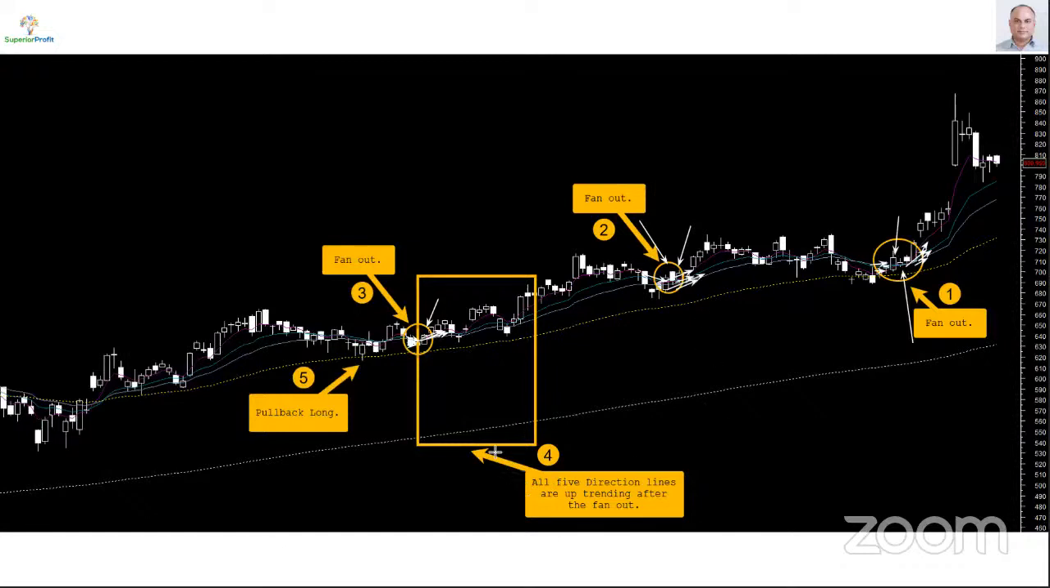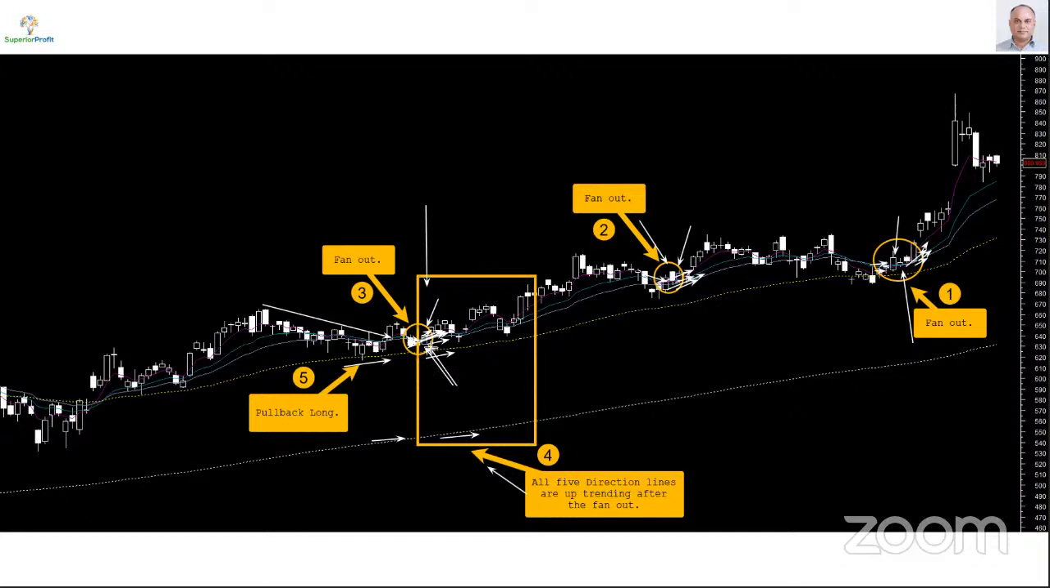And number 4, this is a place where this area, all the 5 direction lines, magenta, cyan, light blue, yellow, white, all of them are in an uptrend. Just prior to that, in this area, if you see, magenta, cyan, they were in a downtrend, then light blue also became in a downtrend. Yellow was always in an uptrend, white was always in an uptrend. Right at this fan out, all the five came to an uptrend. So this was a vital moment.